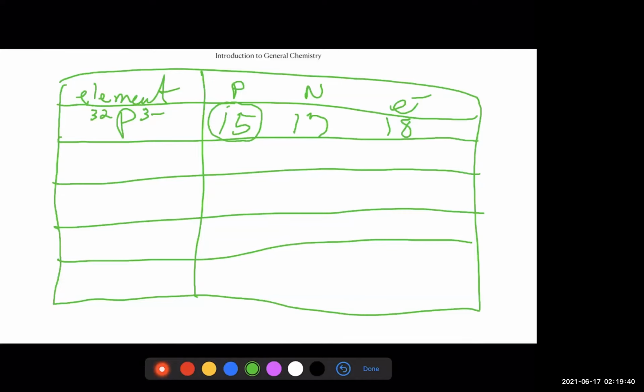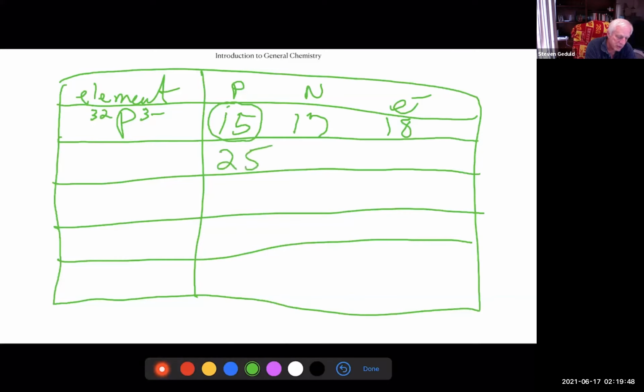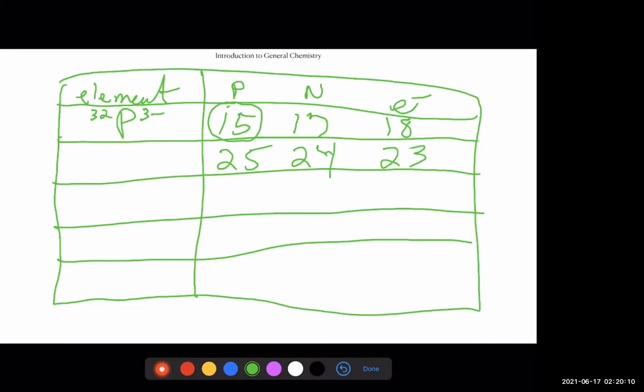Okay, so let's do it this way. Let's say we have 25 protons, 23 electrons, and 24 neutrons. All right, now fill it in. Let's do it backwards. So what would you write for the element? Mn, right? Manganese. Look at 25. It's Mn.